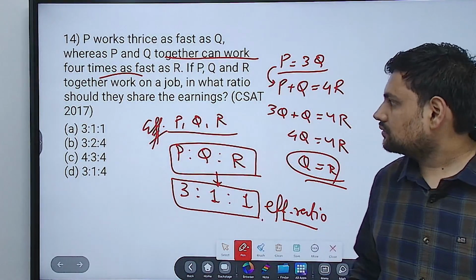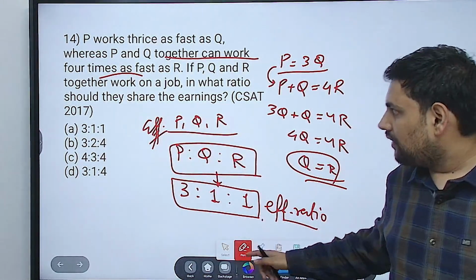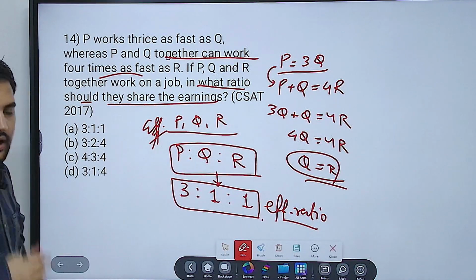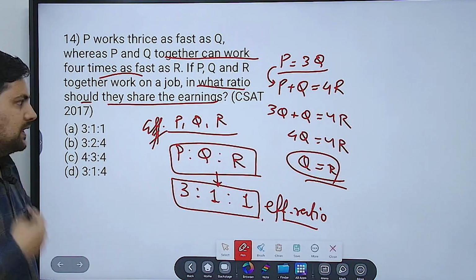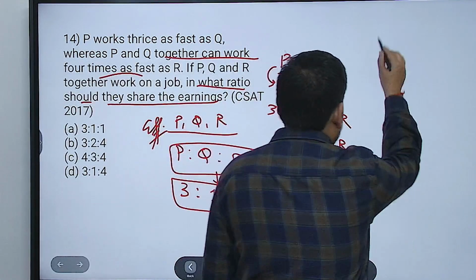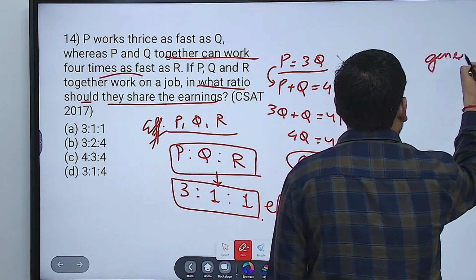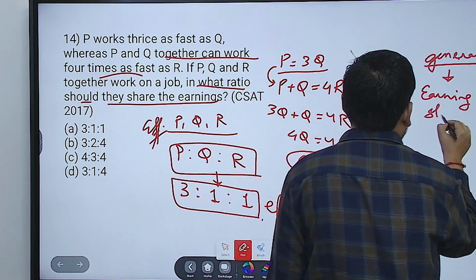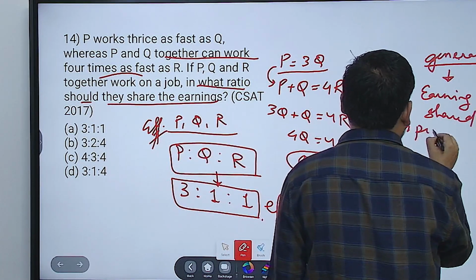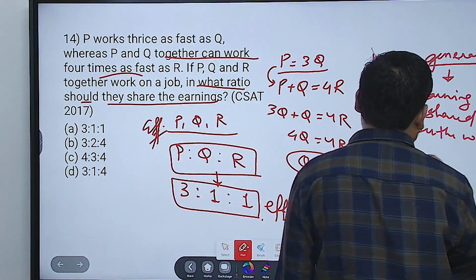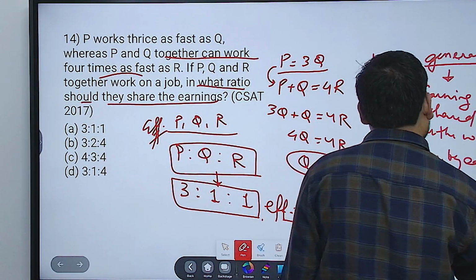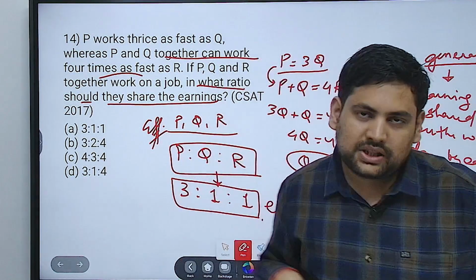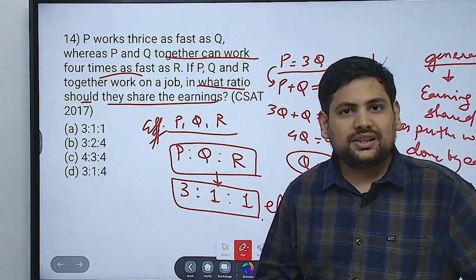Here, it is directly asked, in what ratio should they share the earnings? Now, in general, earnings are shared as per the work done by each person. For example, I am checking copies. Okay, you are also checking copies. Now I check copies very fast.